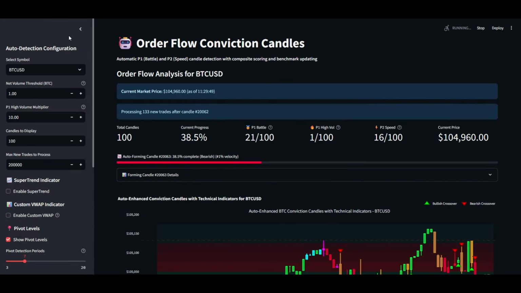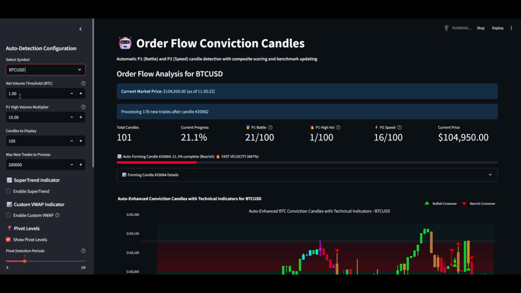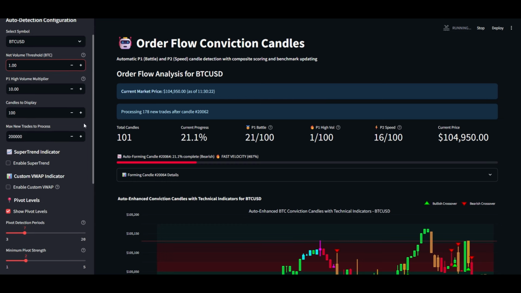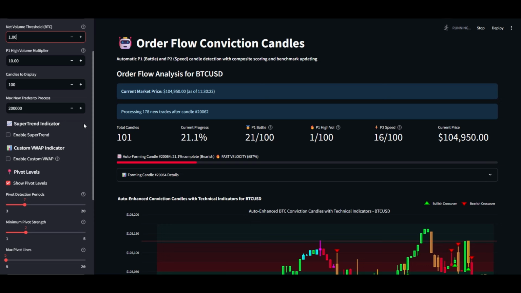In the sidebar, you can adjust the net volume threshold. This determines how much institutional conviction is required before a candle closes. Higher values catch only the most significant moves. Lower values show more frequent conviction signals. The P1 high-volume multiplier setting determines when P1 candles qualify for the special high-volume highlighting. This separates normal institutional activity from massive volume battles.